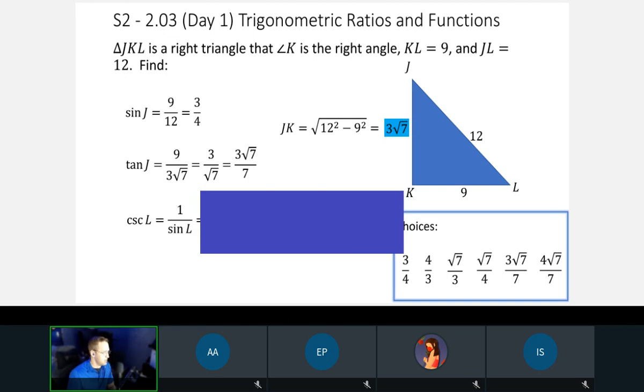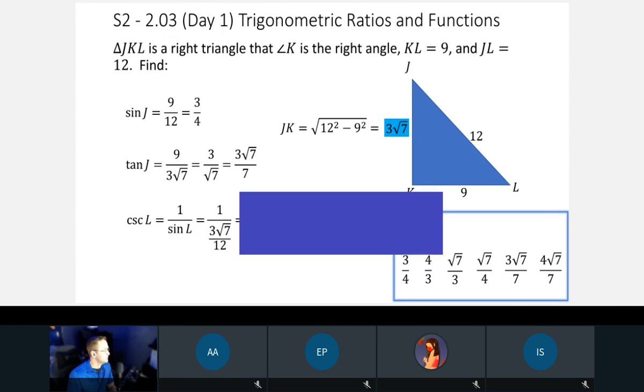And the sine of L, so sine is opposite over hypotenuse, so 3 rad 7 over 12. Reduced is rad 7 over 4. Oh, I didn't reduce it yet. I waited. I should have reduced it. It would have been easier to look at.